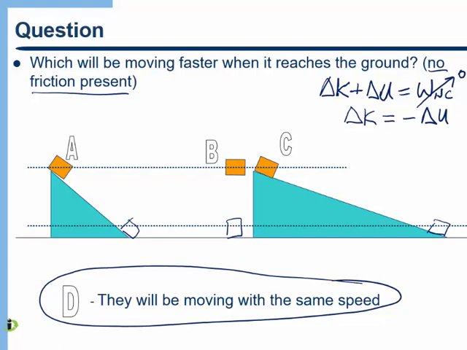Well, the final potential energy is just mgy, and the initial potential energy is just mgy naught. Notice that for all three blocks, they end at the same height and they start at the same height. And therefore, they all will experience the same change in kinetic energy. And therefore, they all have to be going at the same speed when they get to the bottom.